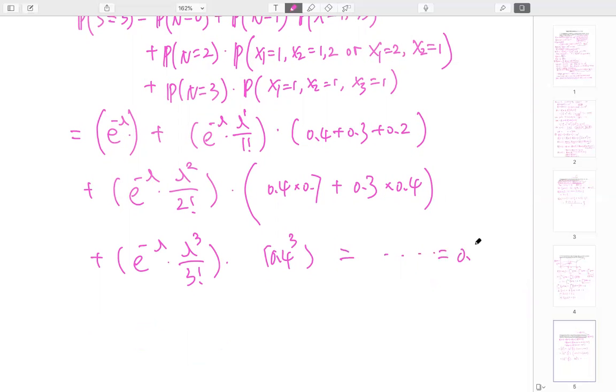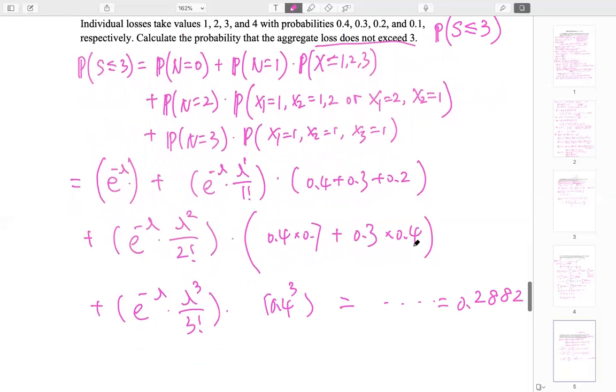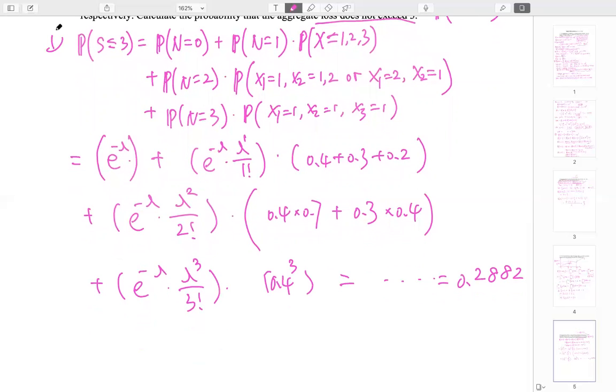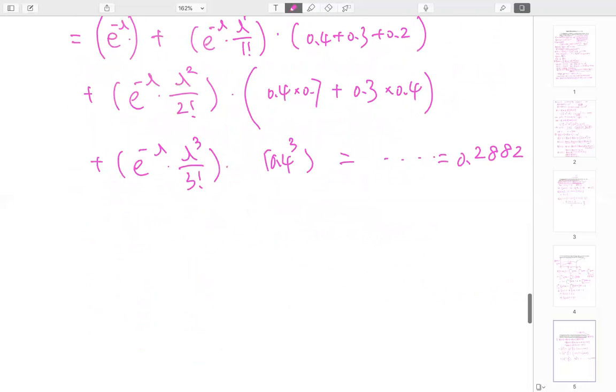It's about 0.2882. Of course, this is only one way of solving it, right? You can directly do the analysis for S. So let's call this method 1. You can use the probability generating function, the PGF, okay?